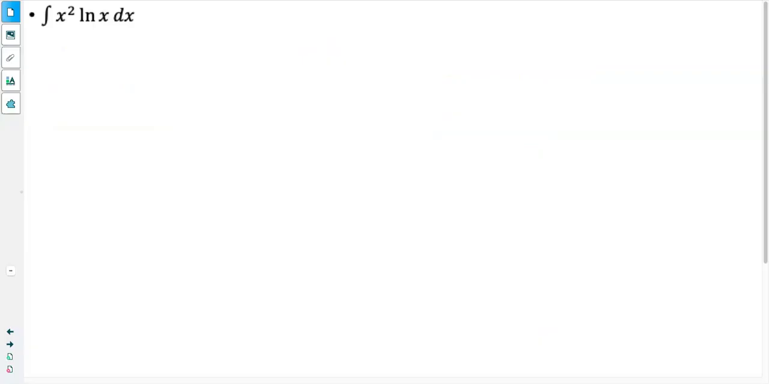Okay, so next we have the integral of x squared times the natural logarithm of x dx. Now with LIPIT, we know that the natural logarithm comes first, so we know that this is u, while this is v prime. So we know u is equal to natural logarithm of x, while u prime would be 1/x. Now we know v prime is x squared, which means v would be 1/3 x cubed.